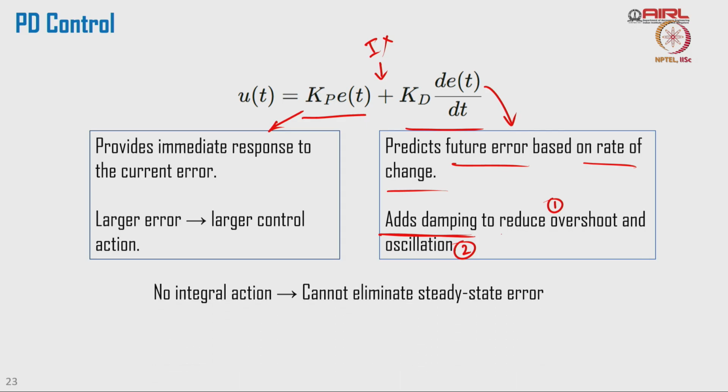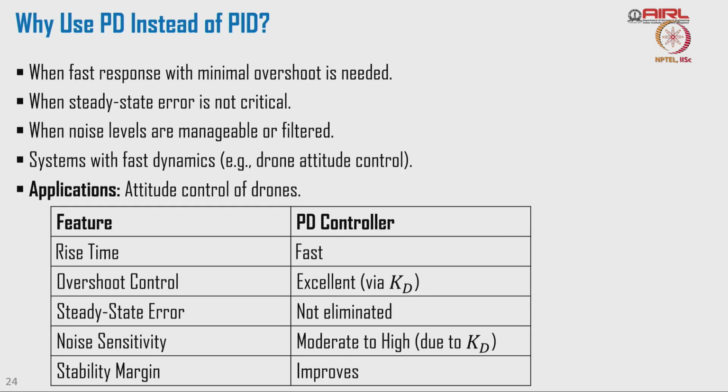Because of the absence of integral action, it cannot eliminate steady state error. Okay. Fine, we will see all these cases in the example. Why use PD instead of PID? When fast response with minimal overshoot is needed, then we should use PD because it is a fast response, but we do not want overshoot or higher overshoot. When steady state error is not critical, in those operations also we can rely on PD.